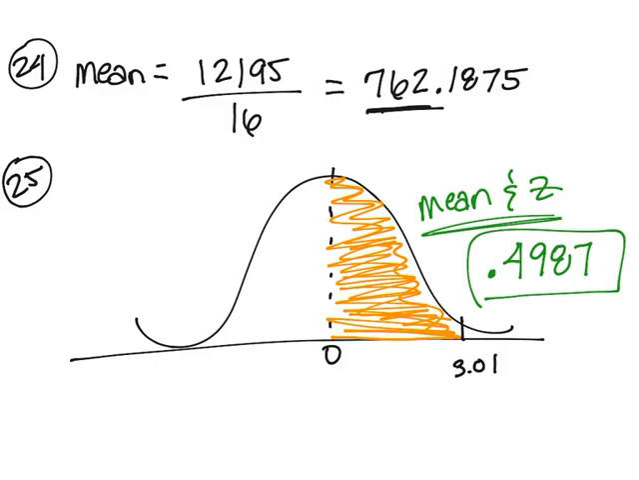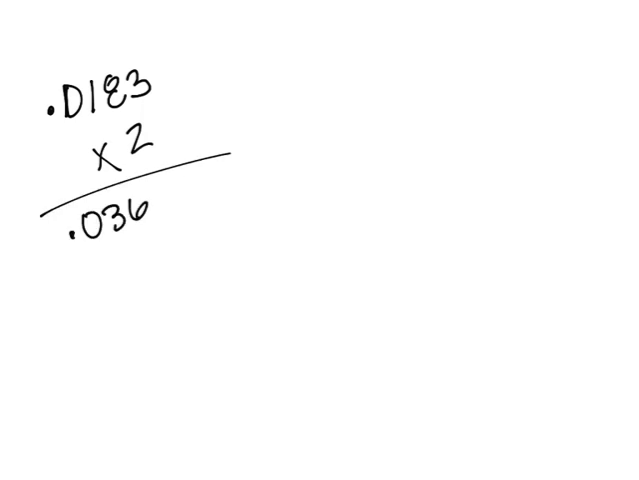26, you are to find what measurement? That's tail for 2.09. And that's going to be .0183, and you got to multiply it by 2, right? And that should give you .0366.